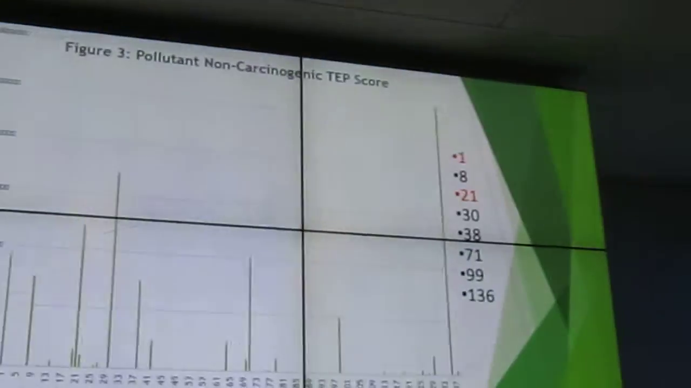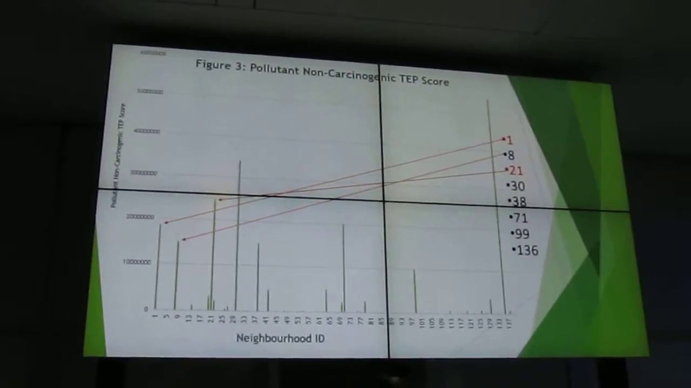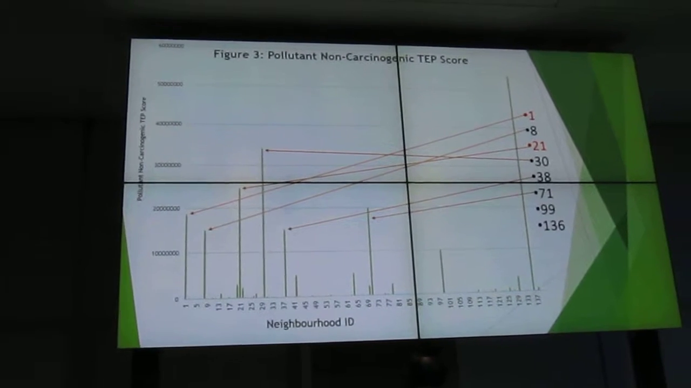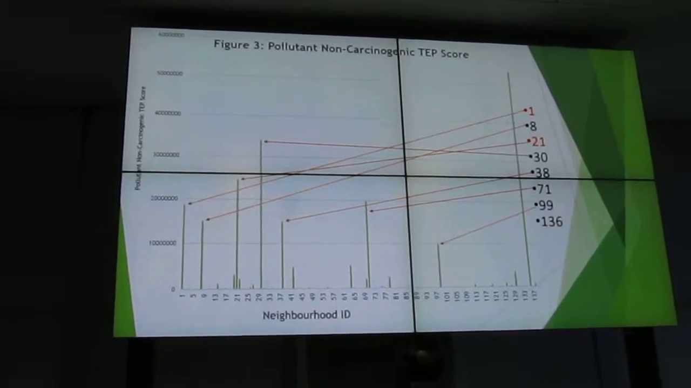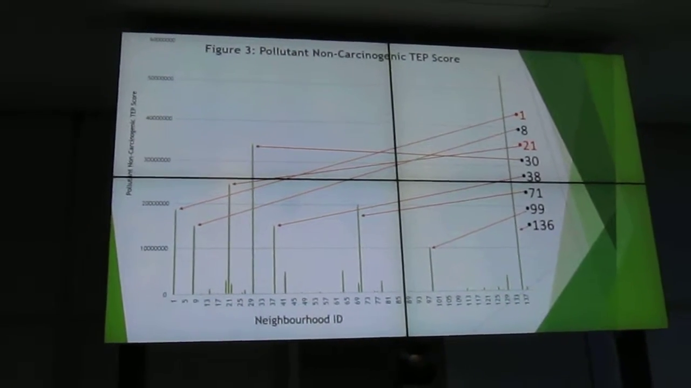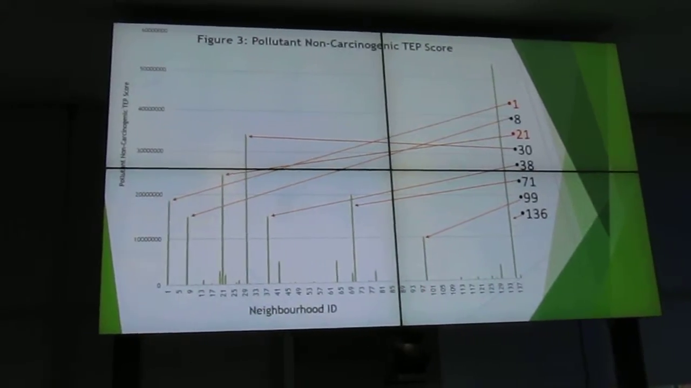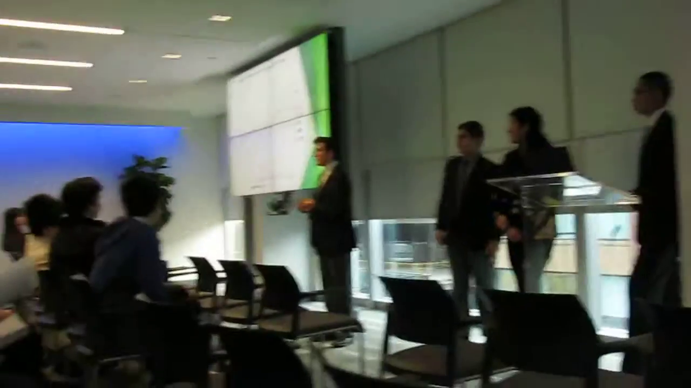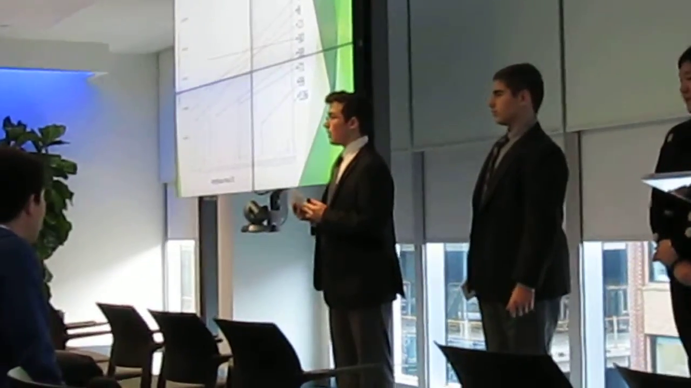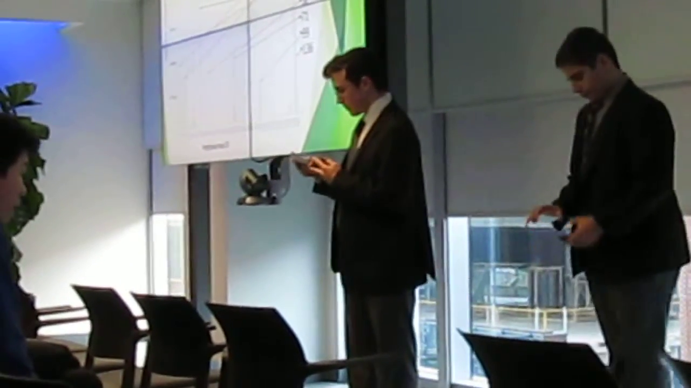After that, we have the non-carcinogenic TP score. Again, pointing out that a lot of the communities did not make it onto our final list of critical states. Even though that non-carcinogenic TP score is not as dangerous to the person, it still contributes to the overall bad environmental state of these neighborhoods.